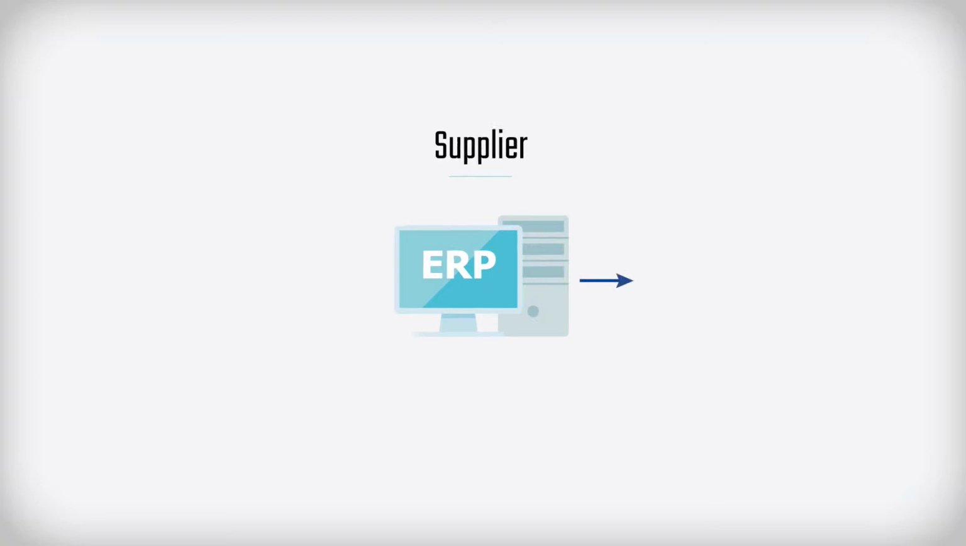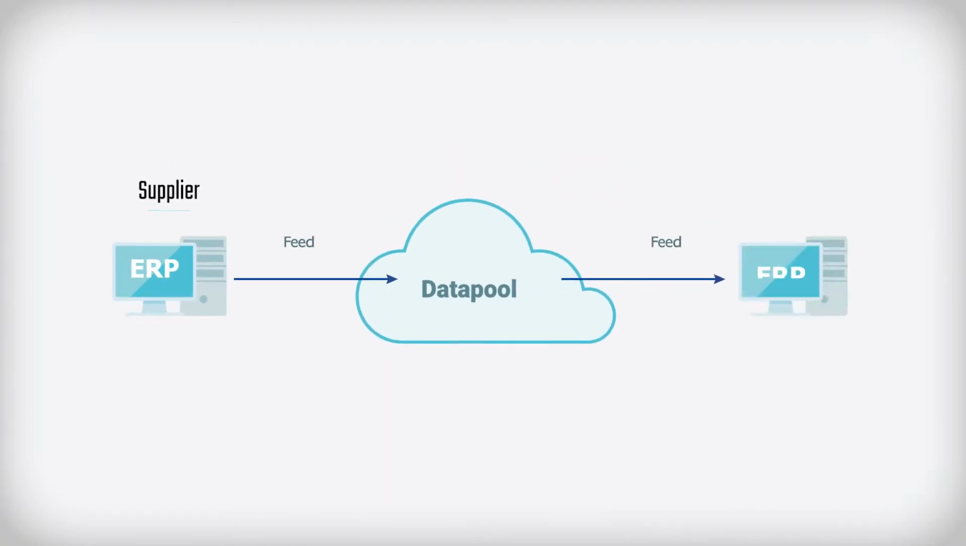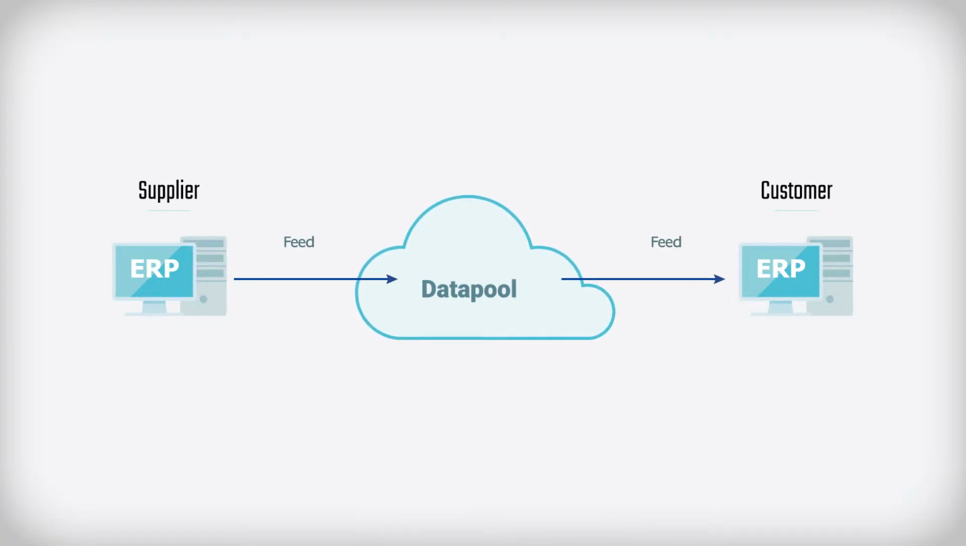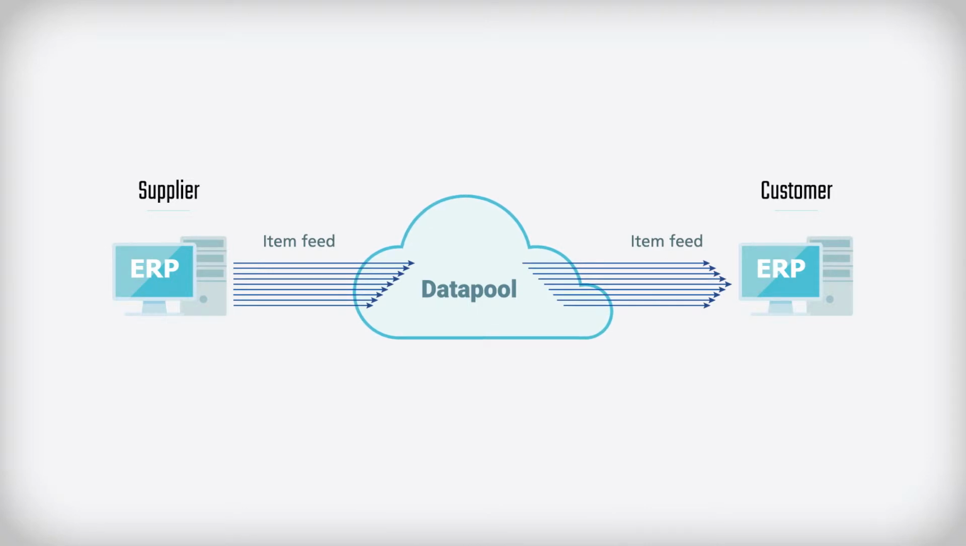Let us start with a situation where one supplier publishes one data feed to one data pool and one customer uses the data pool. This looks extremely simple, as it should be. However, an ERP system will not interact with a data pool in one feed. It will send item feeds. Now, although slightly more complex, this still doesn't look like we should worry too much.